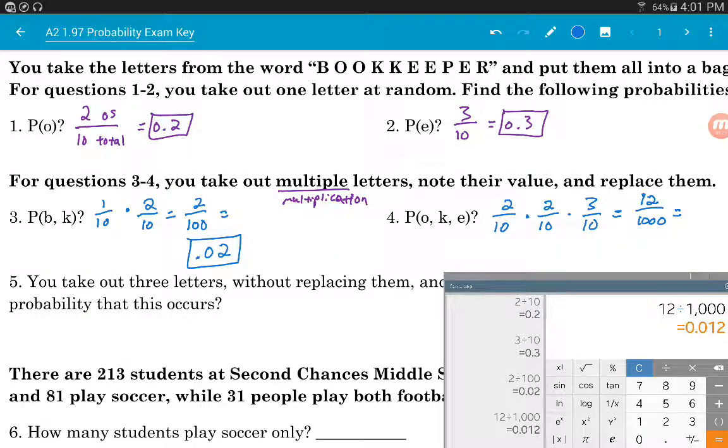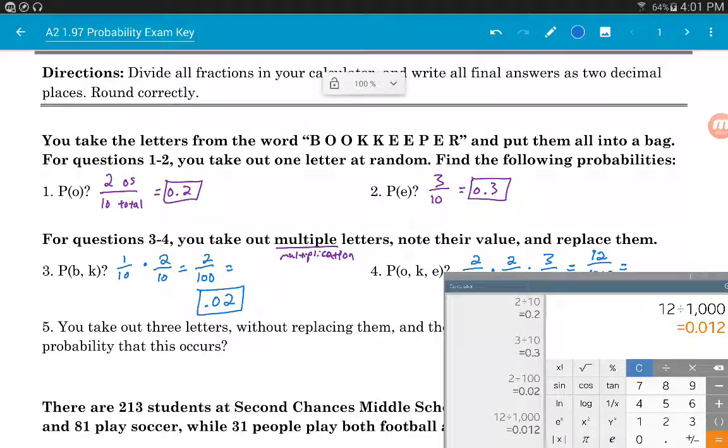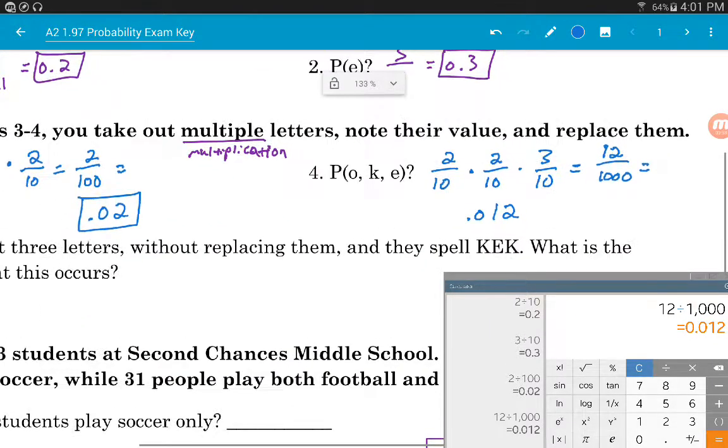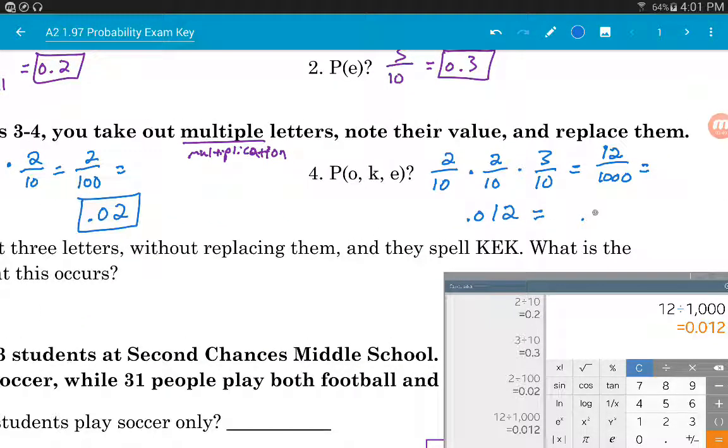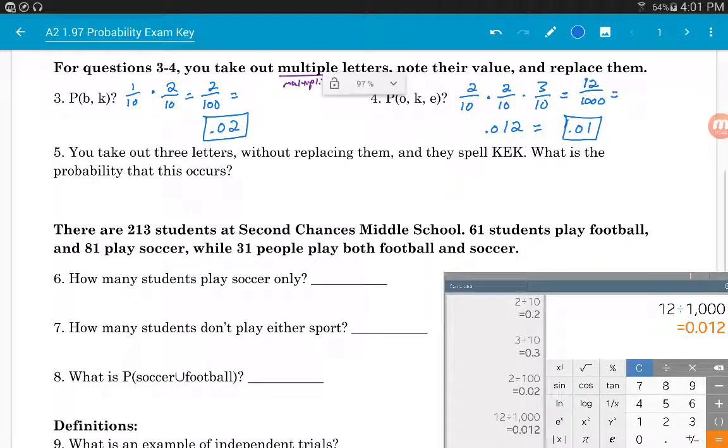And that's going to give me 0.012. But the instructions on the top of the test say to round everything to 2 decimal places. So I'm going to cut that off at 0.01. So it's important to follow directions.